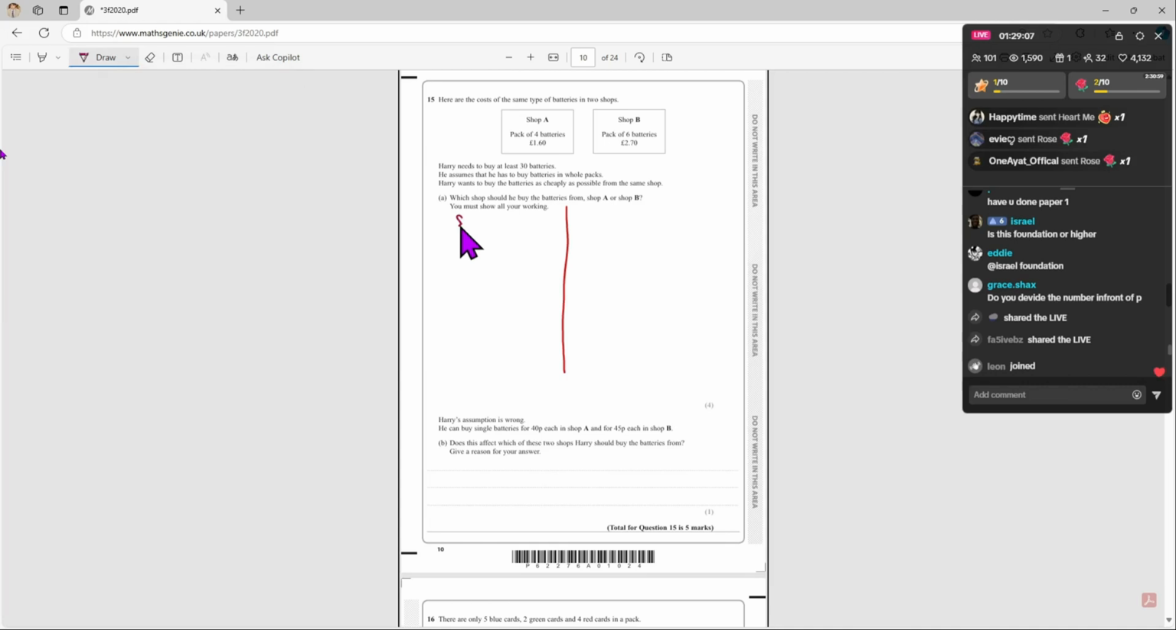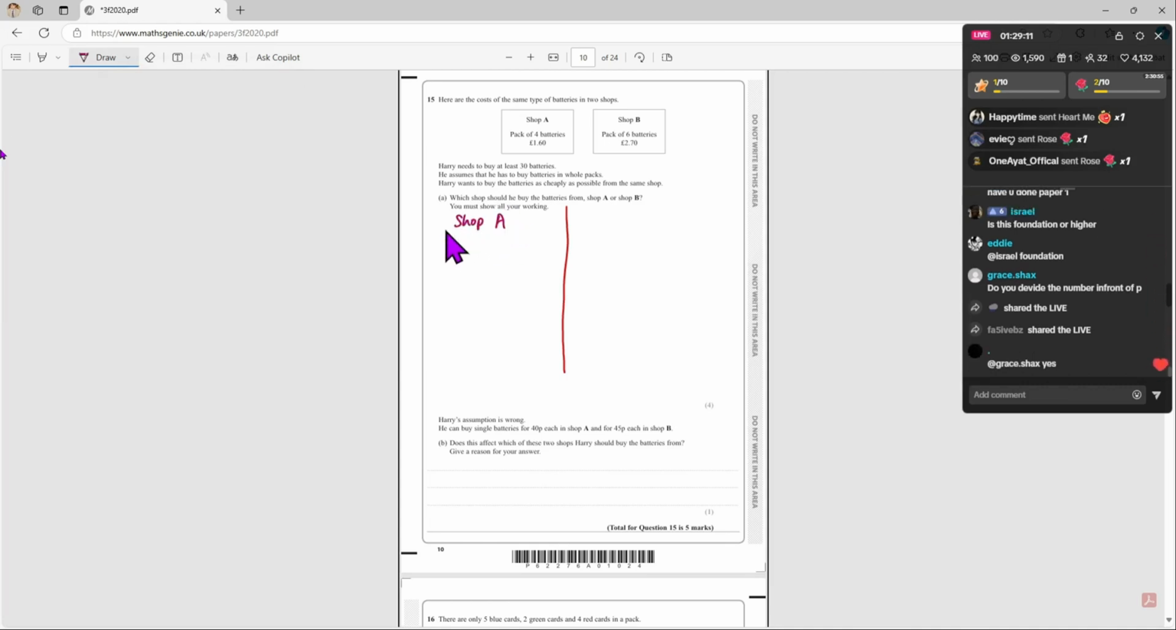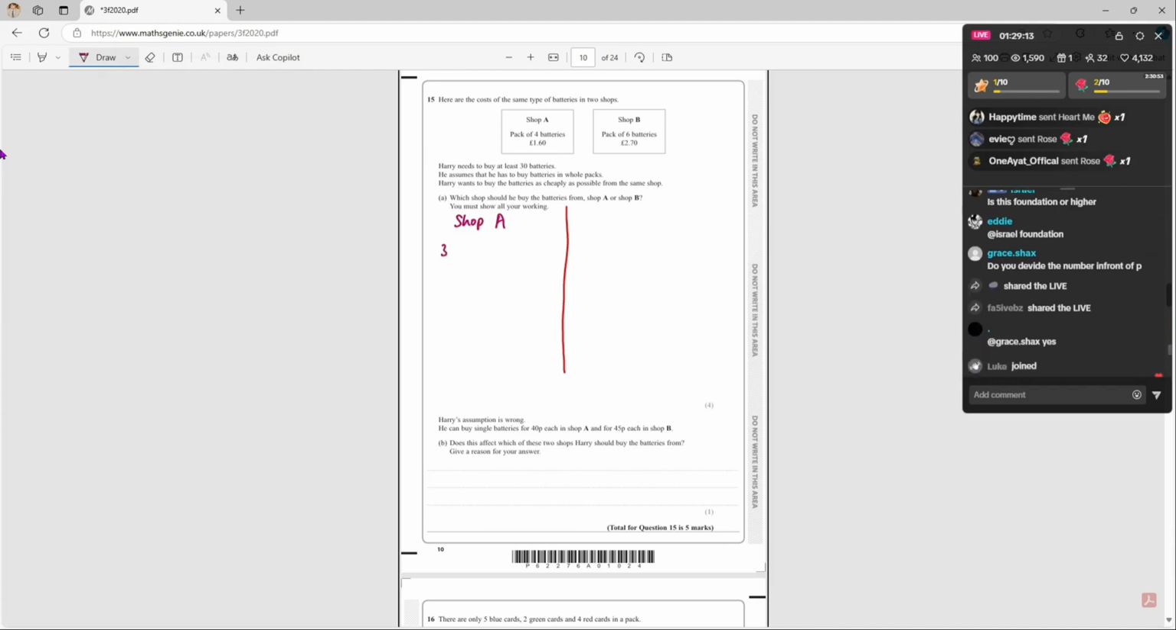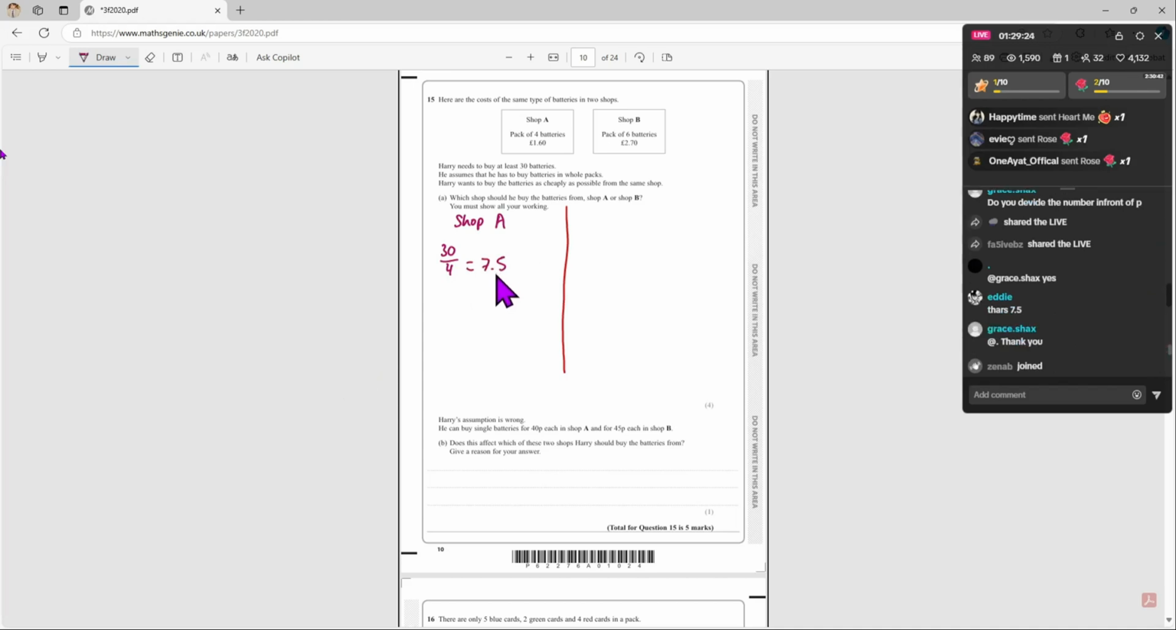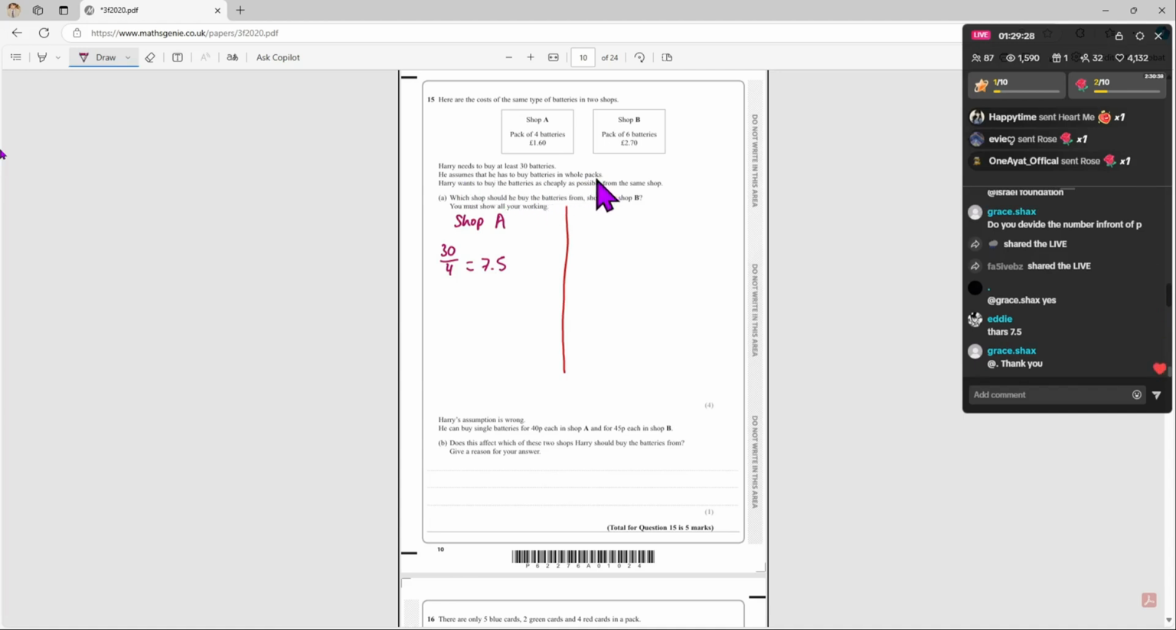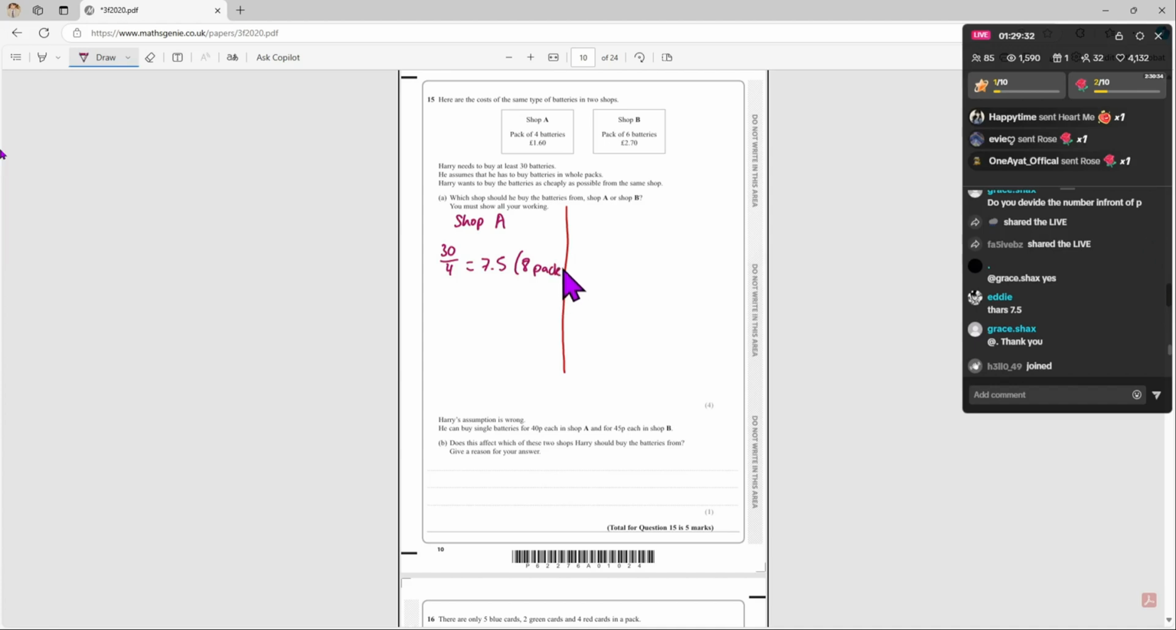So for shop A, we have to work out how many packets he needs to buy. So we have to do 30 divided by 4. 30 divided by 4 will give you 7.5. You put this into your calculator and work it out. It'll give you 7.5, right? So he's buying in whole packs, so it's going to be 8 packs. We're going to round it up to 8 packs. So now we know he's going to buy 8 packets.